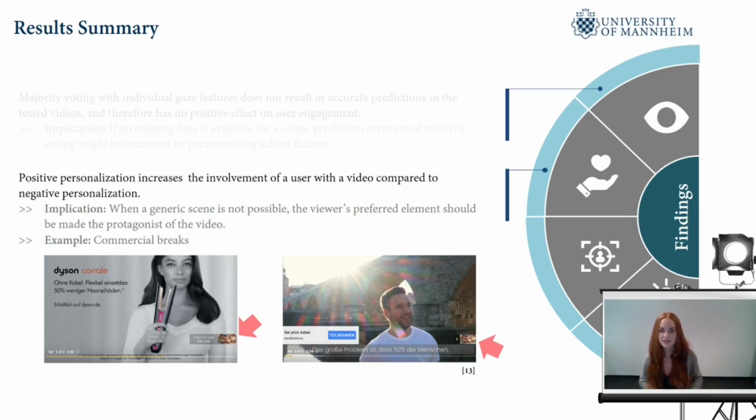Involvement with the video is increased with positive personalization compared to videos where the least preferred element is the protagonist. This finding is especially relevant for videos where a generic scene is not possible. We could think of commercial break videos on YouTube, for example, so instead of showing random advertisements that the user is likely to skip as soon as possible, the advertisement could be chosen based on the viewer's attention while watching the previous video.